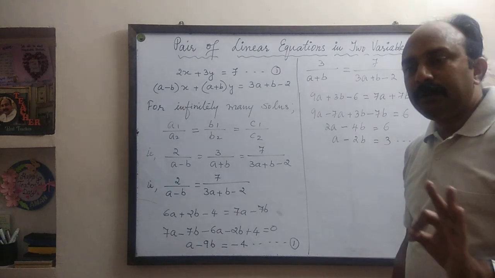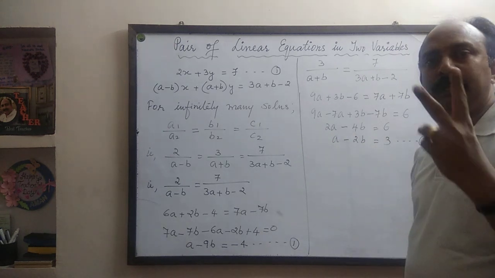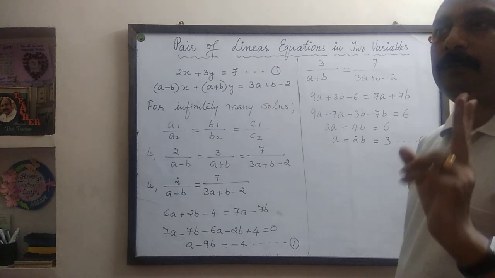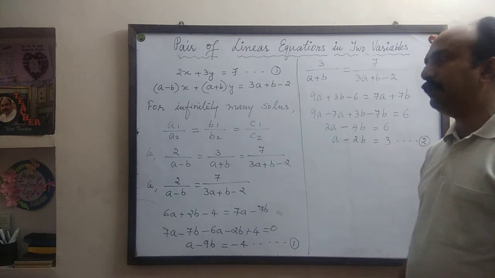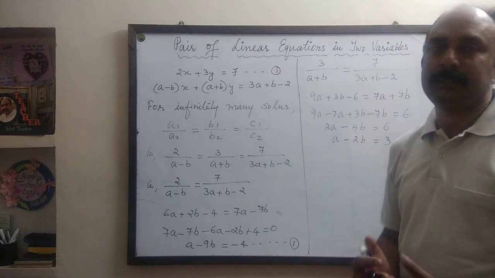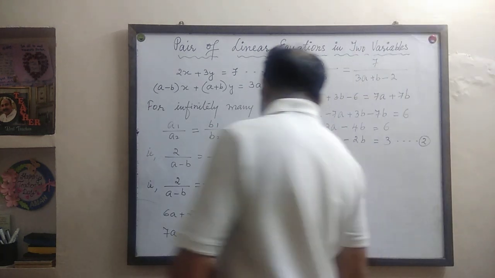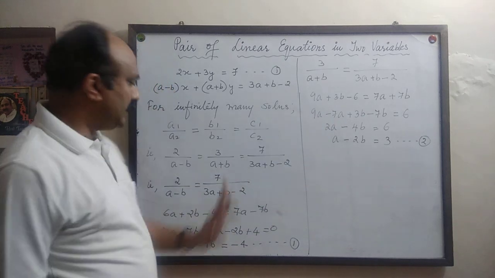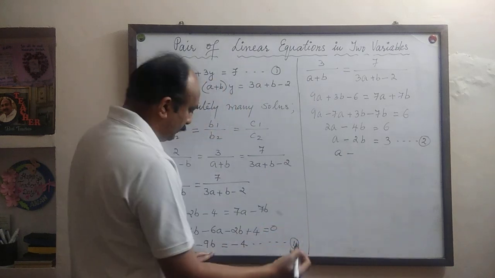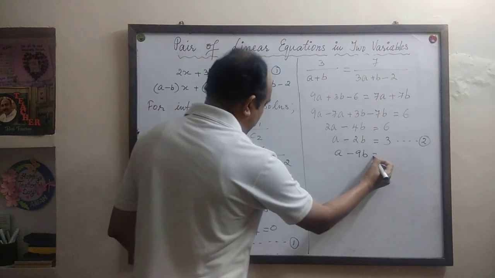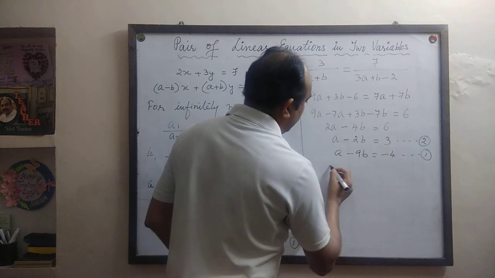Now, no particular method is mentioned in this question for further solving. The question is only to find the values of A and B. So, as I told you in the previous class, the easiest method for solving a pair of linear equations is the elimination method. So I am going to solve it further by elimination method. Already we have equation number 2 there. I am going to write the first equation, A minus 9B is equal to minus 4, below it.